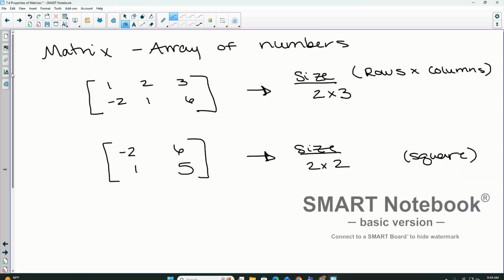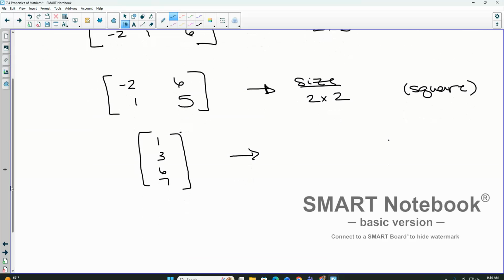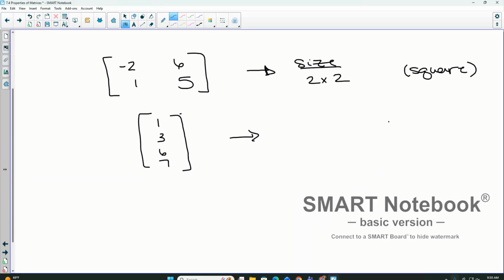We also could have like a column or a row matrix. So a column matrix looks like that. It's just a single column. Okay, what would the size of this one be? We do rows first. There's 4 rows. How many columns? Just 1. That's called a column matrix because it's just a single column.